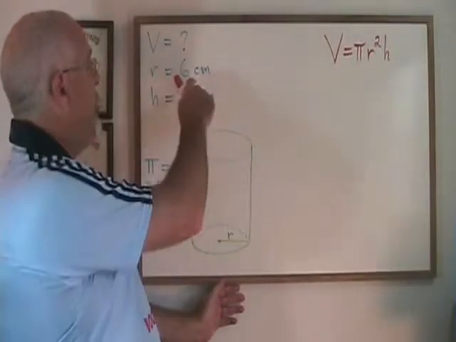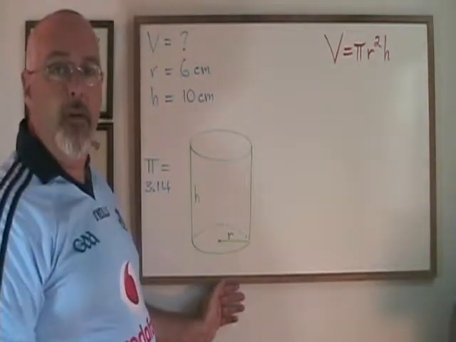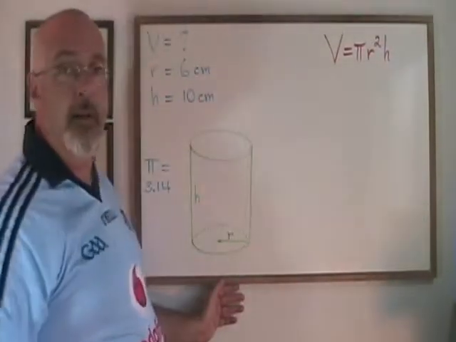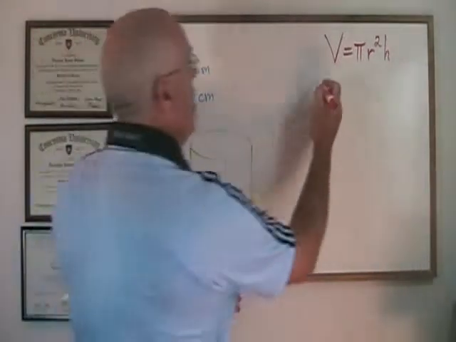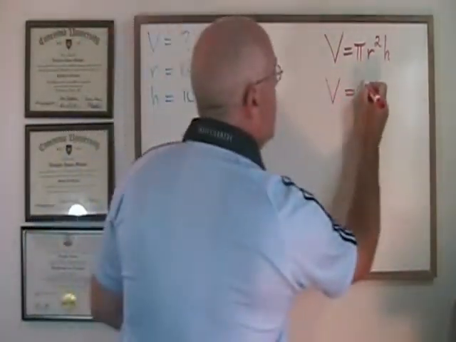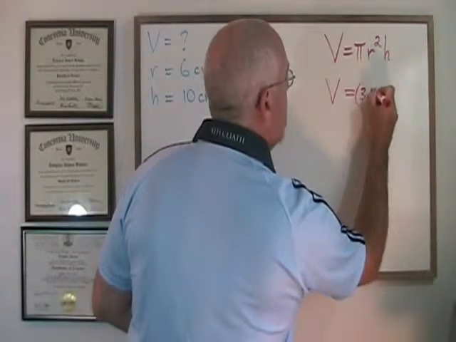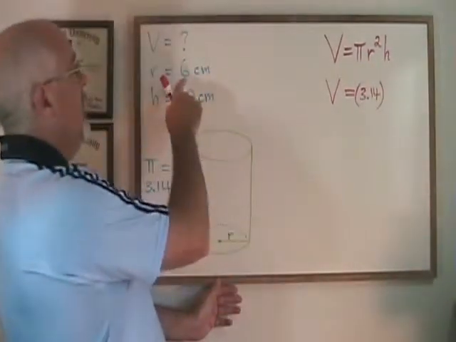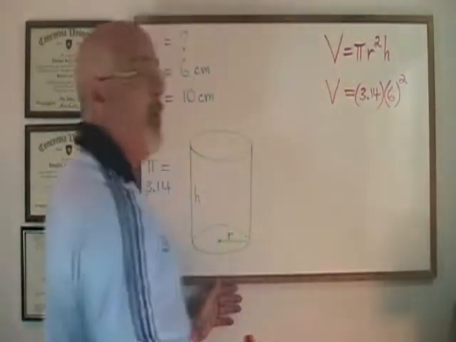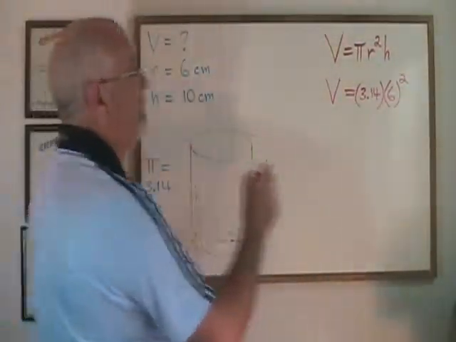If we are given the radius and the height, and asked for the volume of the cylinder, then we just have to plug in our radius and height into the formula and simplify. Pi is 3.14. R is 6. And it will be squared by the formula. And h is 10.